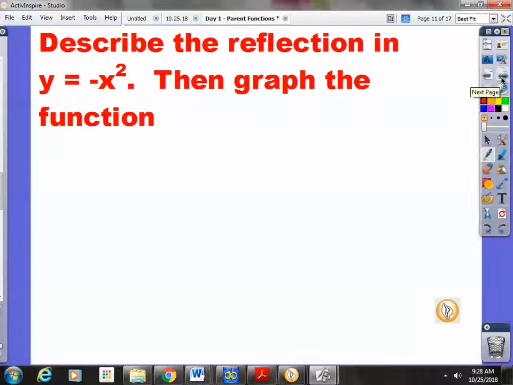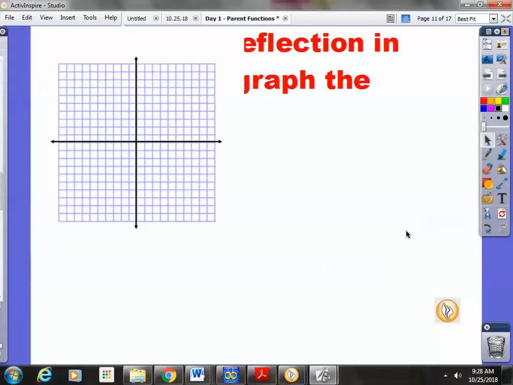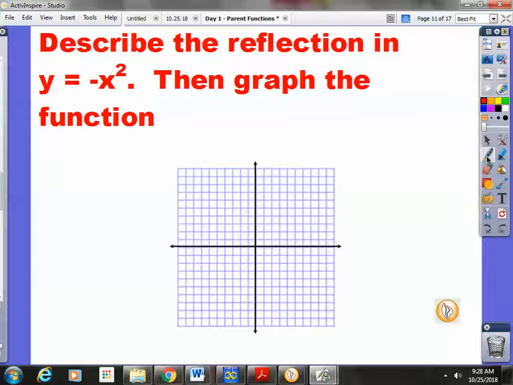This one, please. It says describe the reflection of y equals negative absolute value of x, then graph the function. Let's start with our parent function. Go ahead and plot those parent function points on your graph. That's what we just did a second ago. 0, 0, 1, 1, negative 1, 1, 2, 4, negative 2, 4, 3, 9, negative 3, 9.